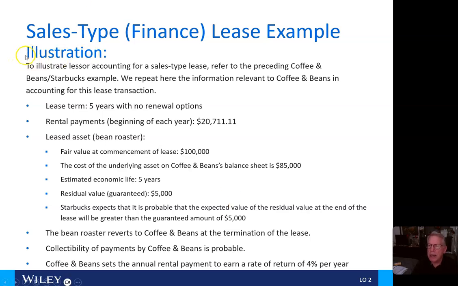All right, if we look at an illustration here to illustrate lessor accounting for a sales type lease, we're going to refer to the preceding coffee and beans Starbucks example. We repeat here the information relevant to the coffee beans in accounting for a lease transaction. So here they are. I won't go through them again, but quickly you see that information.